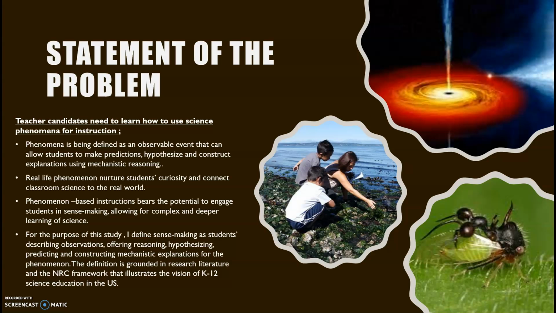There are many examples of phenomena, like how moon phases happen, how climate change is happening, or why the monarch butterfly is becoming extinct. These are all natural phenomena that can be used as a way to study science concepts in the classroom.